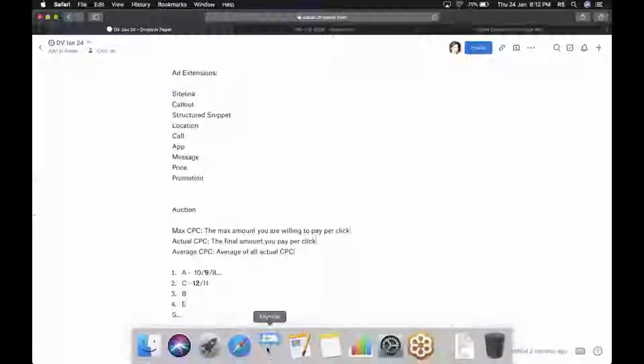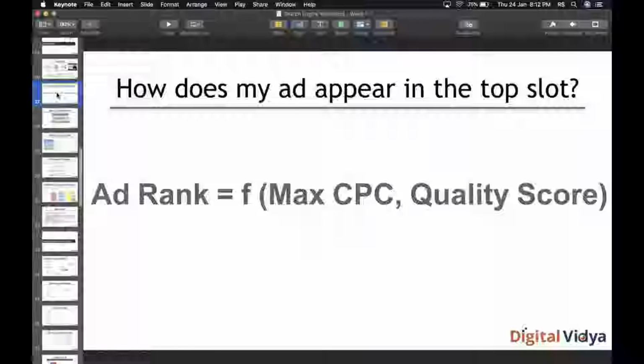So essentially, what is happening here is this bit, right? Ad rank is a function of maximum CPC and quality score. Now, they have used this and seen that if the maximum CPC is 10 rupees, then the ad rank is obviously higher. In the same formula, with the same emphasis and the same weightages, they will figure out what the ad rank would be if maximum CPC was 9 rupees.